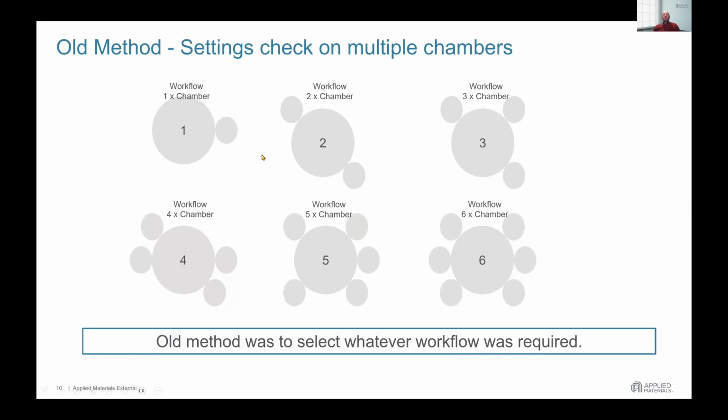So the old method was the settings check on multiple chambers. If you think about it one way, I had one workflow builder for one chamber. If I had two different chambers that I wanted to look at, I would have another workflow builder. And similarly, all the way up. The diagram here only shows up to 6 chambers, but there could be more and more chambers on top of that. The old method was that I would have a file depending on the number of chambers, I would select that, and that's how I would run.